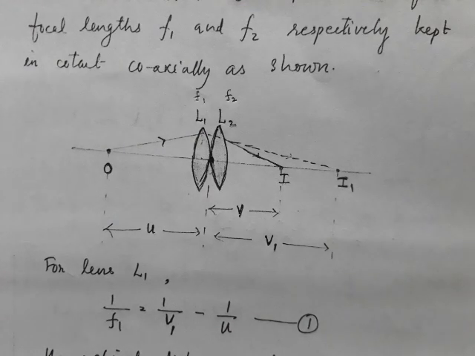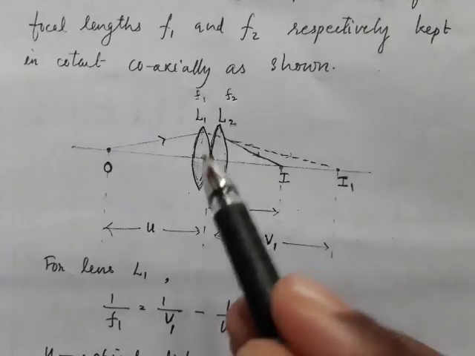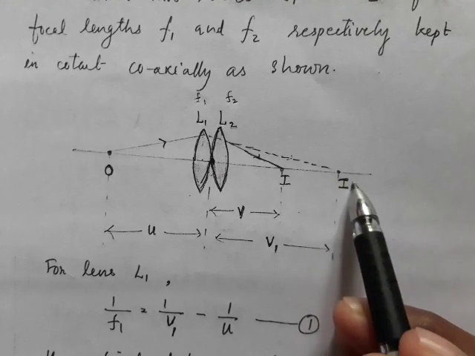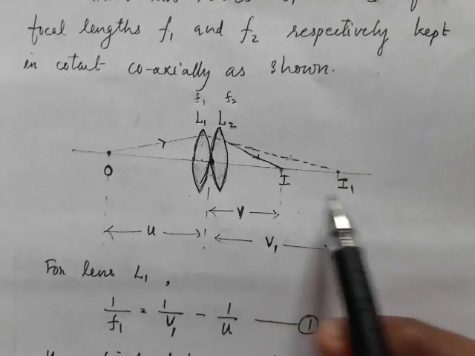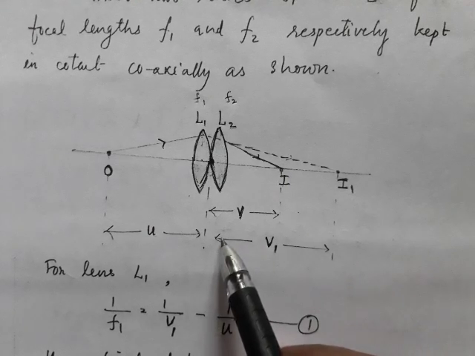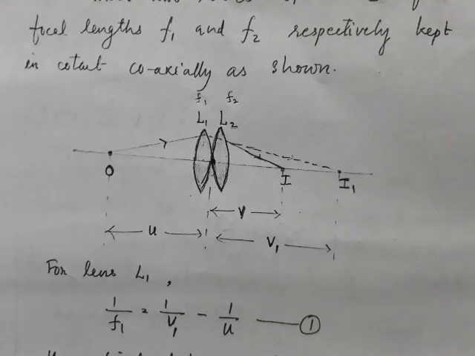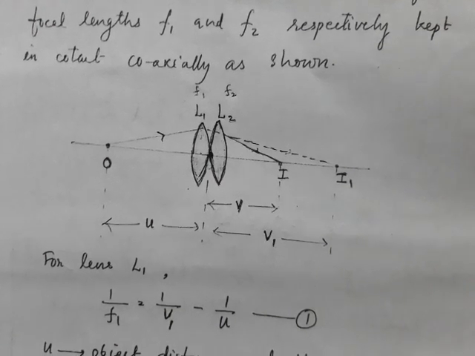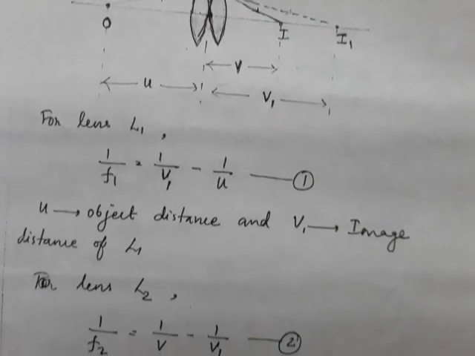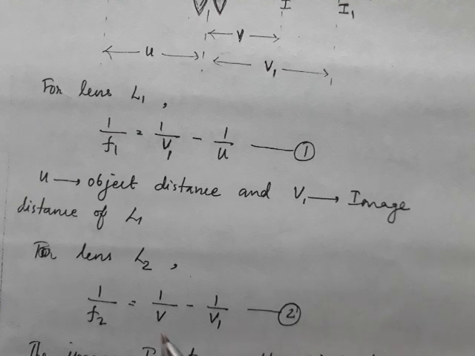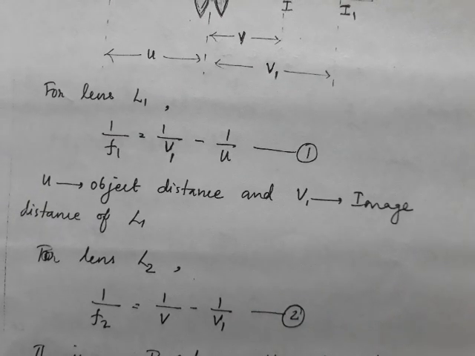Now for the second lens, we told for lens L2 having focal length f2, object is this I1, this virtual image is the object for L2, and I is the image, which means object distance is v1, image distance is v, and focal length is f2. So applying equation for the second lens, we get 1 by f2 is equal to 1 by v minus 1 by v1. So this is the image distance, this is the object distance. So we got two equations, one for first lens L1 and the second one for L2.